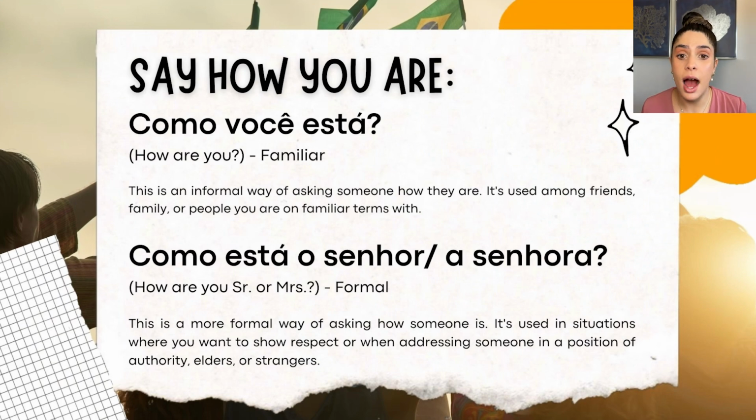Now, say how you are. Como você está? That's a familiar way to ask how are you, okay? Then this is in an informal way of asking someone how they are. And we also have como está o senhor? Como está a senhora? How are you, sir? Or Miss, Mrs. Okay, then o senhor is sir. And a senhora, it's for female, ma'am, Mrs., Miss. Okay? We also have the word señorita, but I don't want to confuse you with a lot of options. Then let's go step by step. Okay?